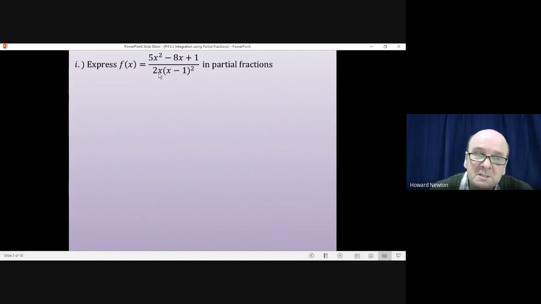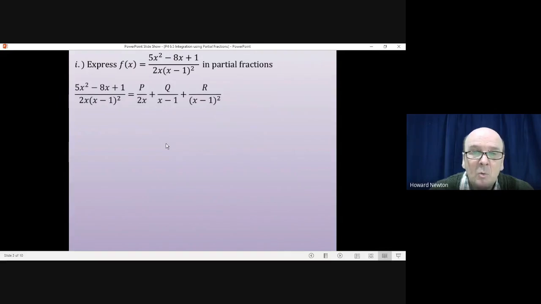We've got a 2x term here, and we've got this quadratic term (x − 1)² in the denominator. What that means is we need to try some constant over 2x, some constant over x − 1, and also a separate constant over (x − 1)² when we split it up into partial fractions. Okay, I'll let you try and make your own way forwards from there. So pause the video and have a go at finishing this part, and then come back to me when you're ready.